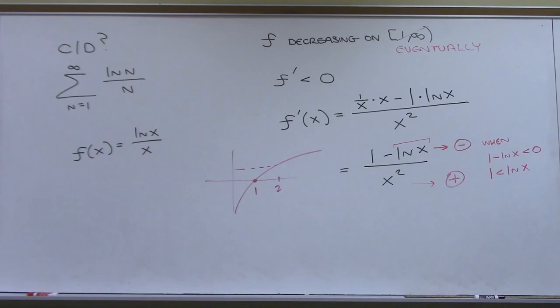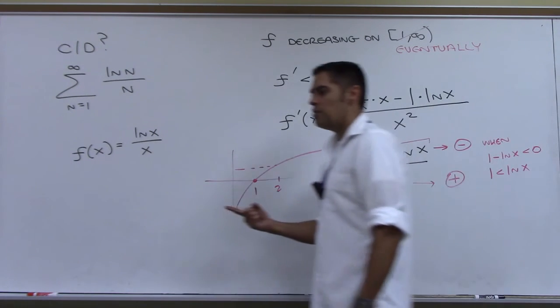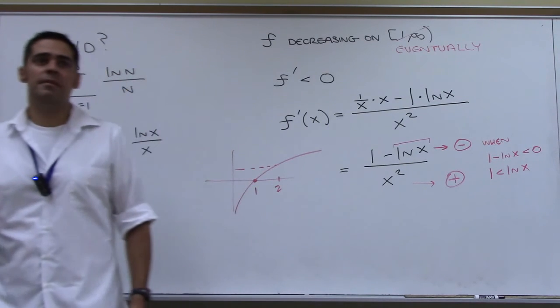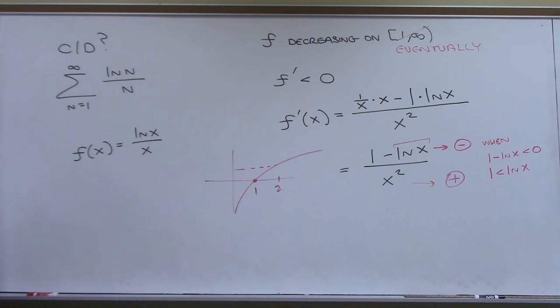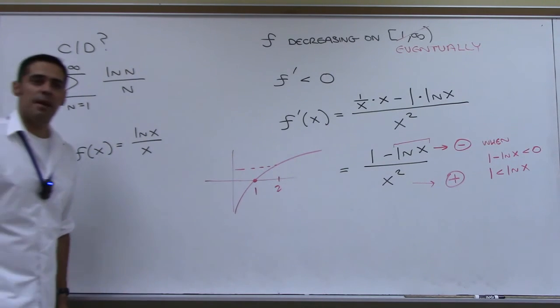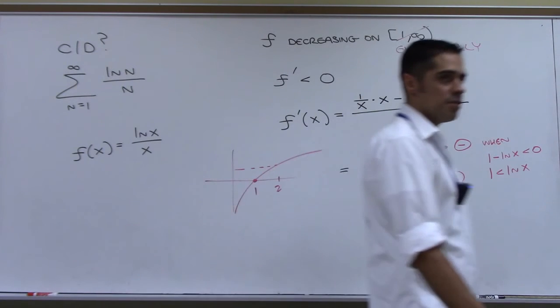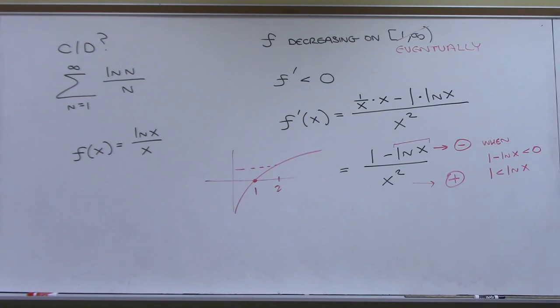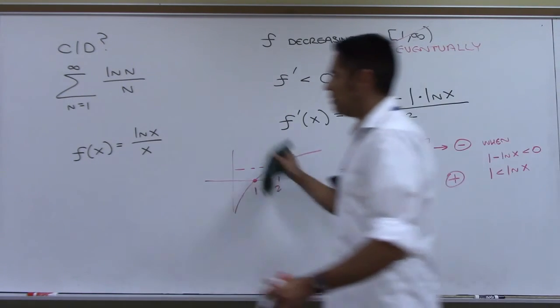All conditions are met? Continuous function? It's positive. It's decreasing eventually. It's integrable, because you told me in the very beginning you could integrate that. So since I've got all the conditions met, I can apply the test. Any questions? Here comes the test.